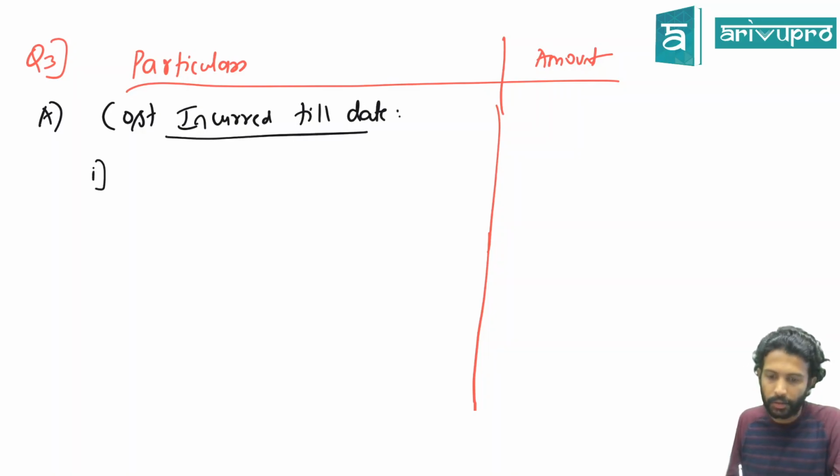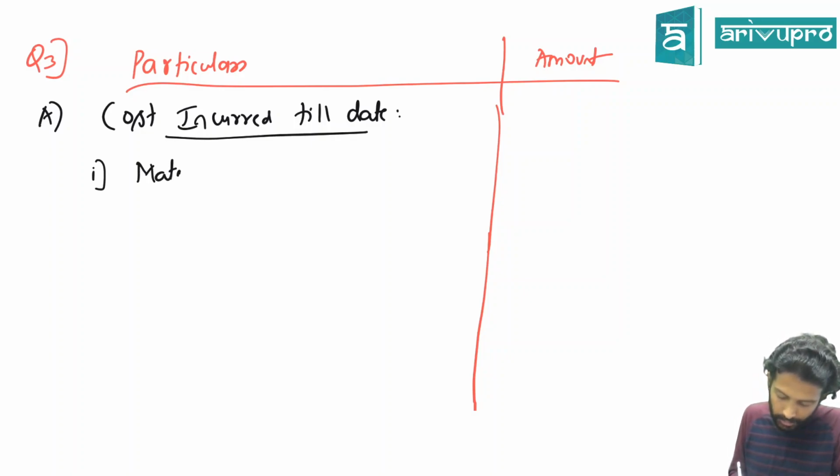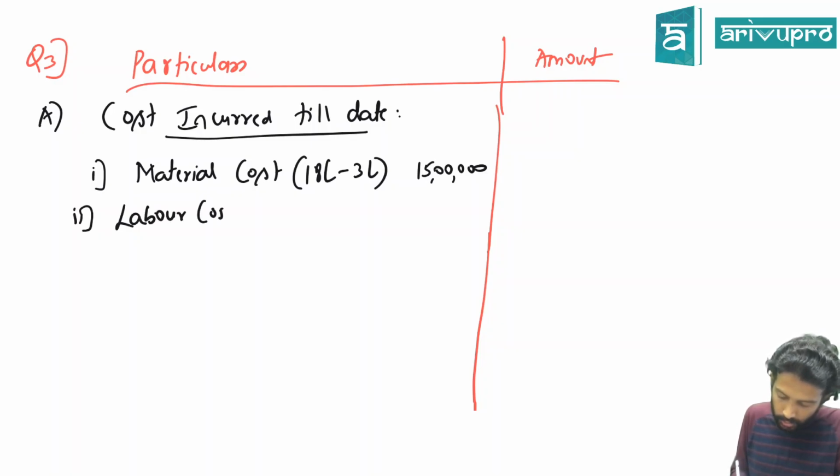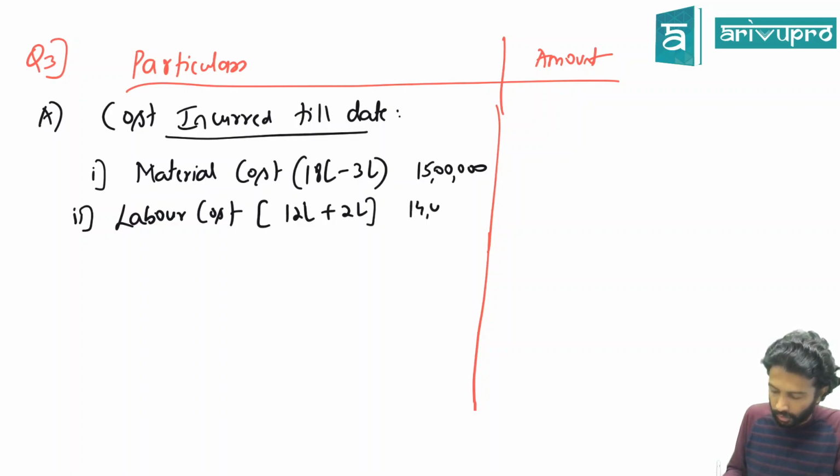What is the first cost I've incurred? Material cost. Will I write material cost as 18 lakh? No, 18 lakh minus 3 lakh, which is 15 lakh. Okay, everybody? Guys? What is the next one? Labor cost. We've already paid 12, 2 lakh is still outstanding. So how much is the total accrued? 12 lakh plus 2 lakh, which is 14 lakh. Anything else is there?